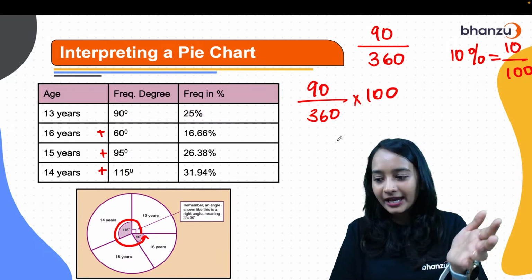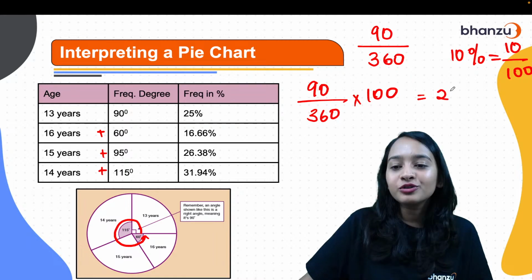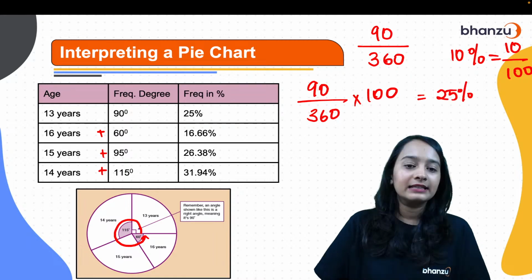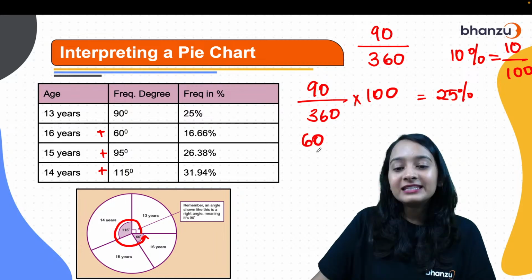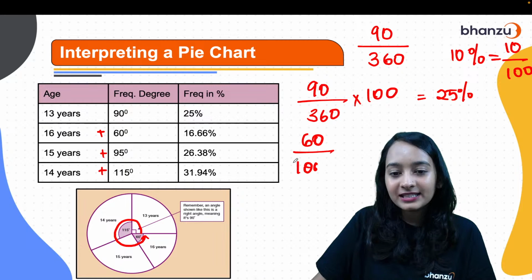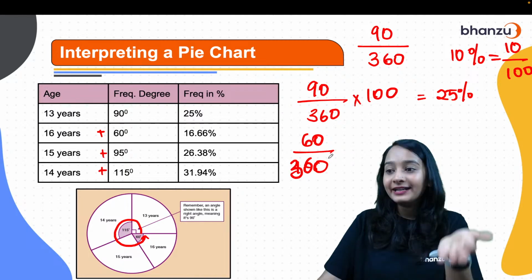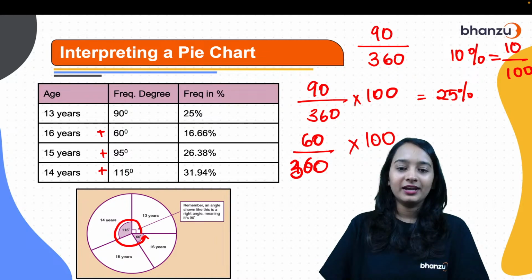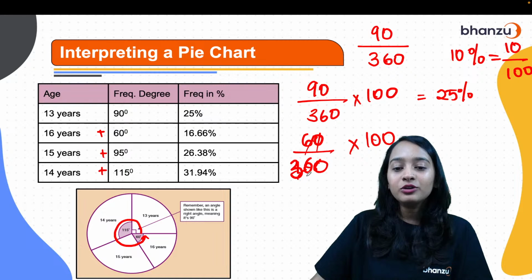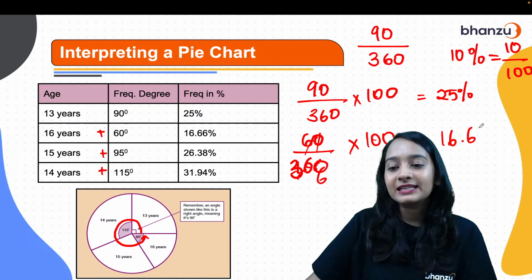Alright? Okay. So when I did that, this is equal to 25%. Now how do I convert 60 degrees? 60 by 360, because it was in degree, so you divide it by the whole and you multiply with 100. As you can see, you can cancel out 100 by 6, which is 16.66%.